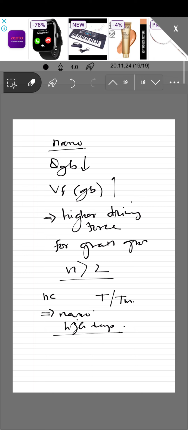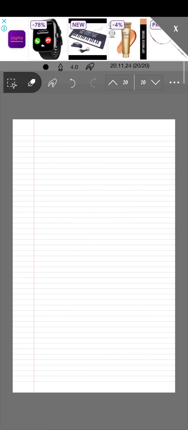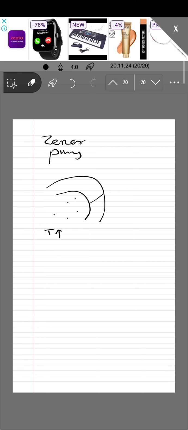Now, to solve this problem, we need to somehow stop the grain growth process. So if these are the different grains, and with increase in temperature the grains are increasing in size, we need to stop it. There are different means by which we can stop it. One of them is called Zener pinning. Suppose this is a grain, and temperature is causing these grains to grow. If temperature is increased, the grains grow in size, so there is grain boundary migration taking place.